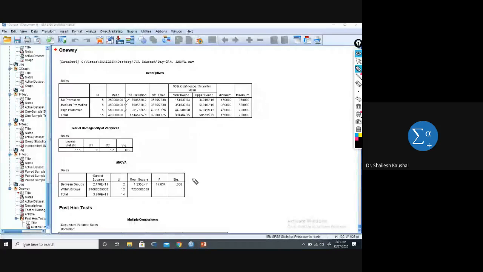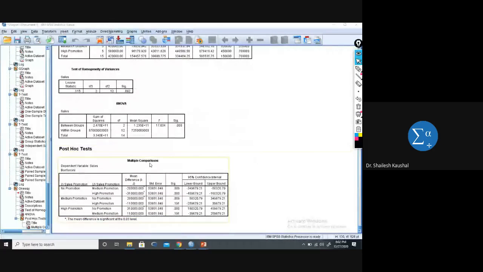Through the ANOVA table, this p value tells us whether this difference is significant or not. If its p value is less than 0.05, it means there is a significant impact of sales promotion on sales. It means when we introduce discounts, sale increases. But we do not know whether medium promotion or high promotion improves the sale. So that is why we use the post hoc analysis test.